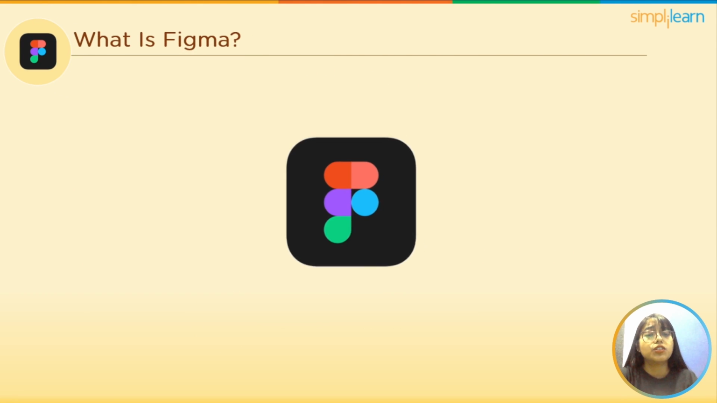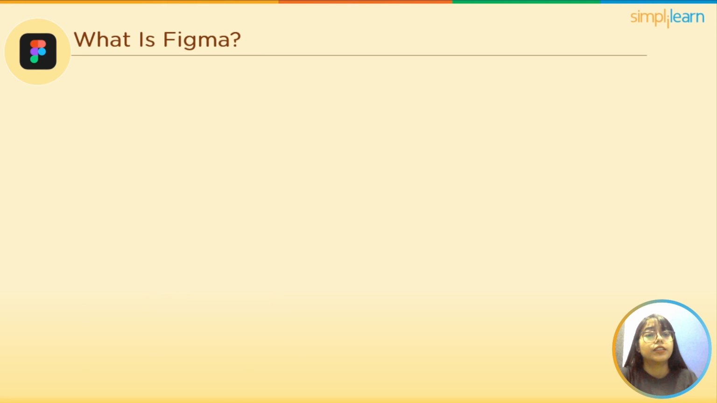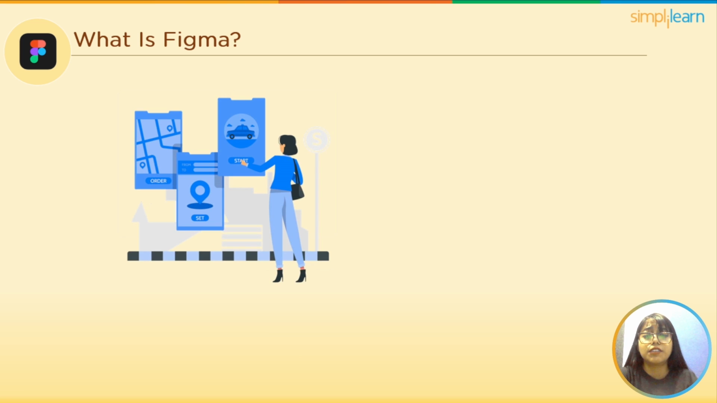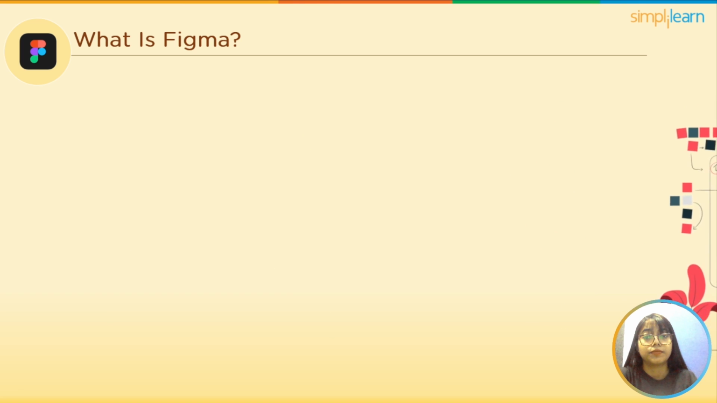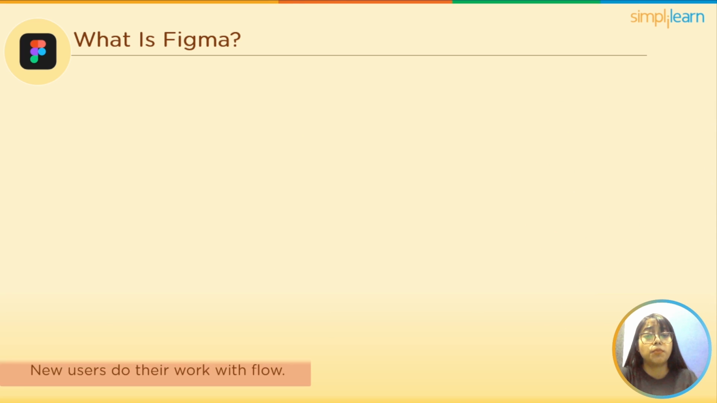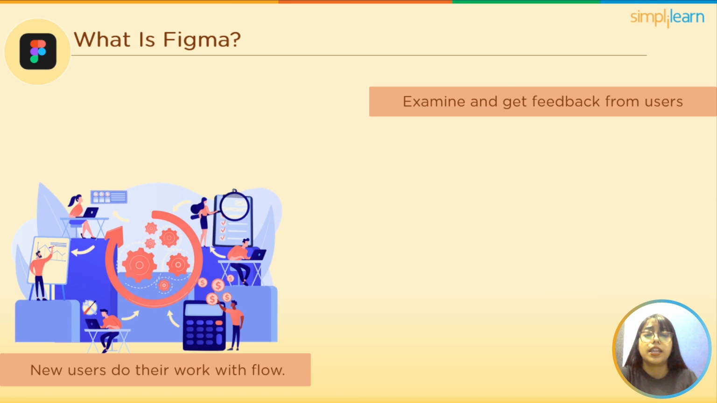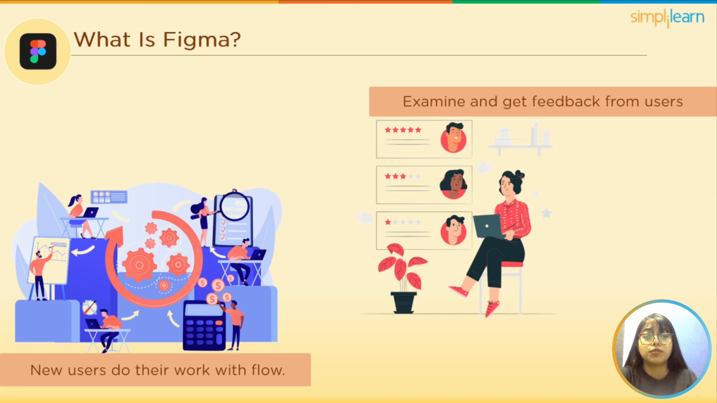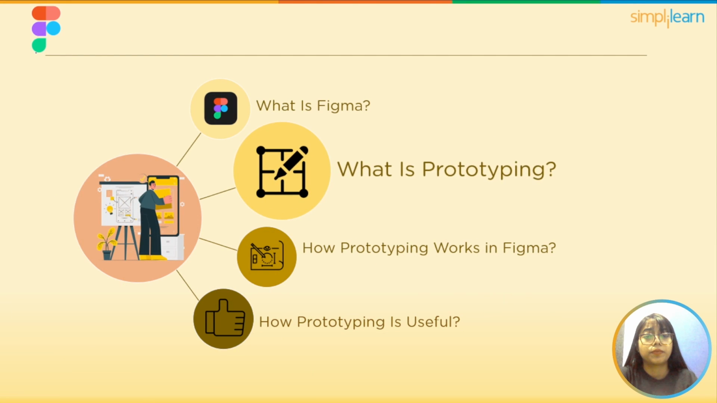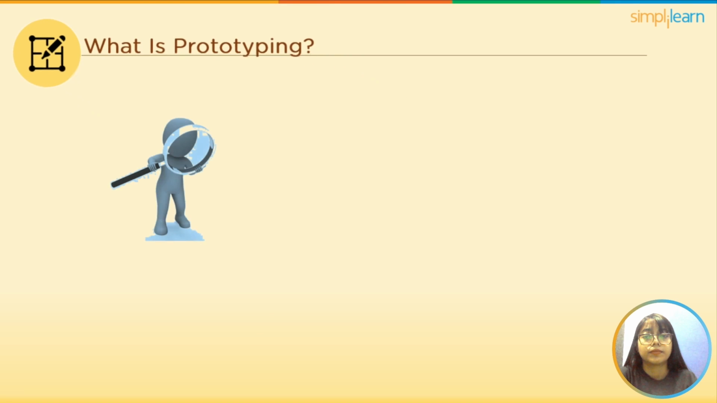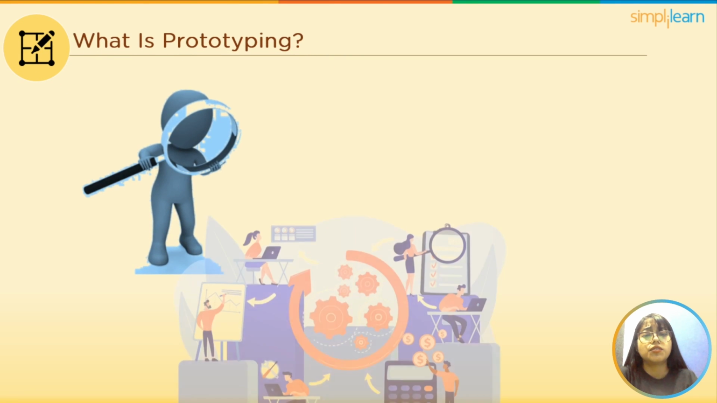Figma is a great tool for prototyping in UI and UX design that allows you to create an interactive flow and allows users to interact with your design. Prototyping is important for different reasons, such as setting the workflow for new users and getting feedback from users. So now we will see what prototyping is. Prototyping is important for many reasons, and you can examine new users' workflow.